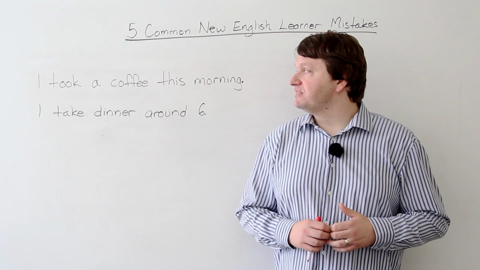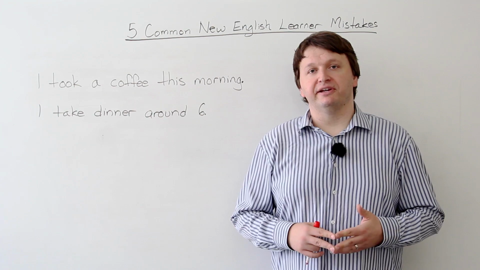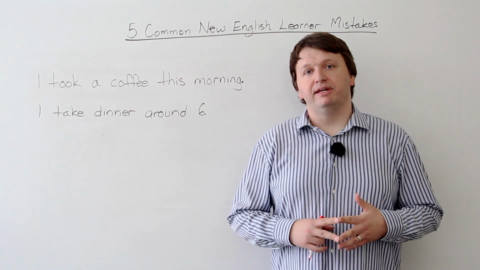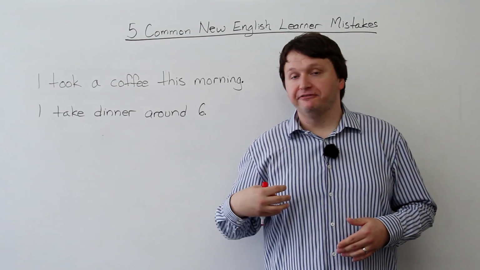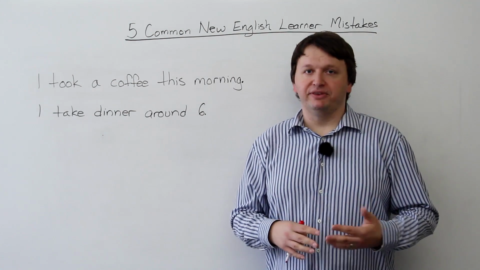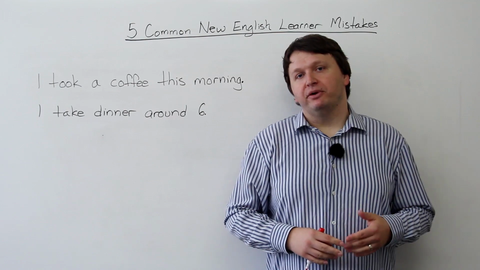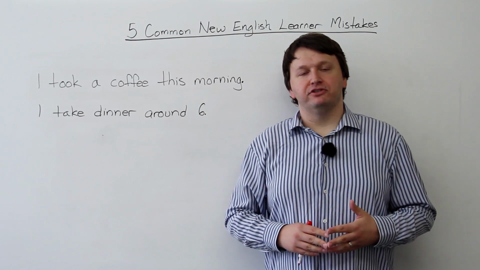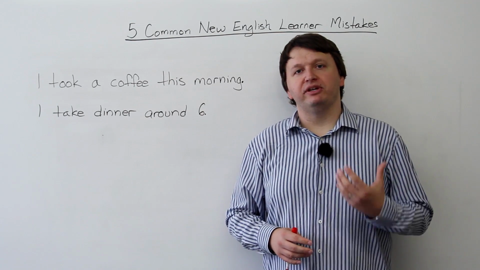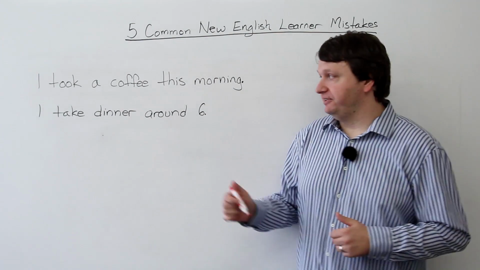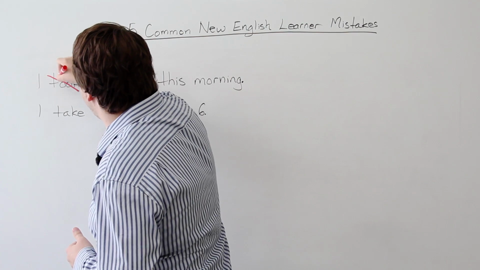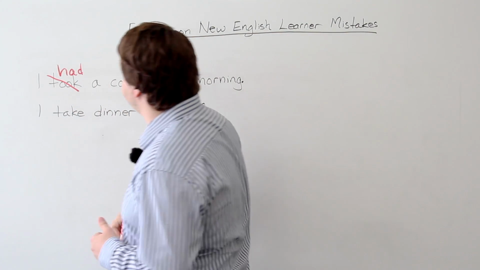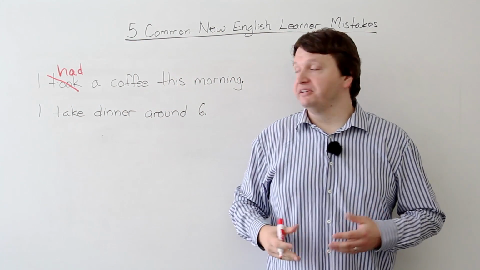The first one says, I took a coffee this morning. Now, when you look at it, maybe you went to a coffee shop and you say, yeah, I will take a coffee. Okay, not too much wrong with that. That's okay. However, when you're talking about the act of drinking the coffee, we use the verb have in English. Okay, so you didn't take a coffee. You say, I had. In the past, right? I had a coffee this morning.